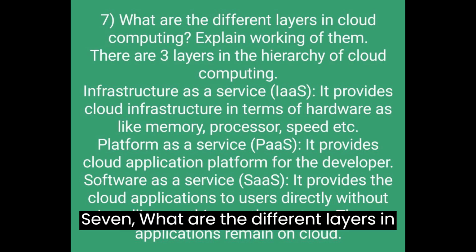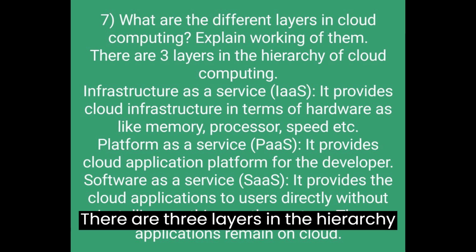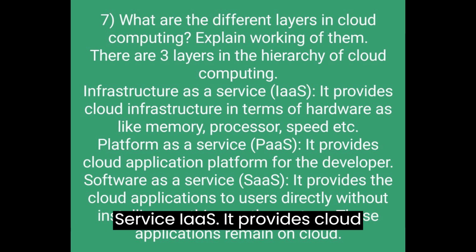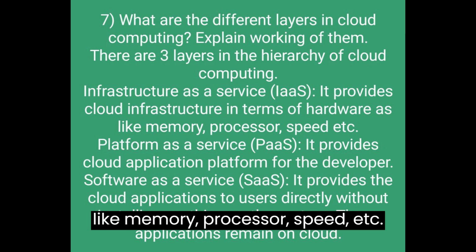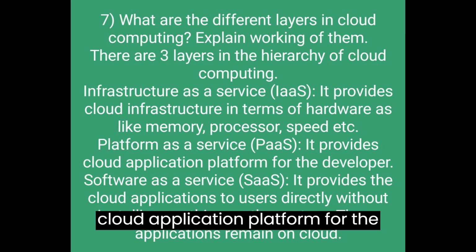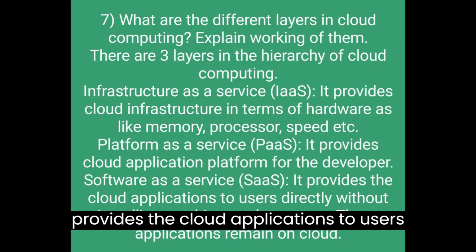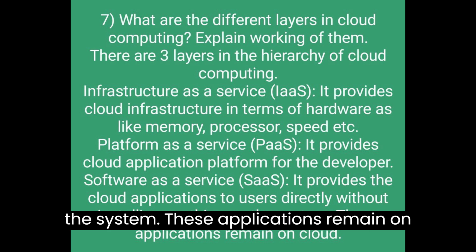7. What are the different layers in cloud computing? Explain working of them. There are 3 layers in the hierarchy of cloud computing. Infrastructure as a service, IaaS. It provides cloud infrastructure in terms of hardware such as memory, processor, speed, etc. Platform as a service, PaaS. It provides a cloud application platform for the developer. Software as a service, SaaS. It provides the cloud applications to users directly without installing anything on the system. These applications remain on the cloud.